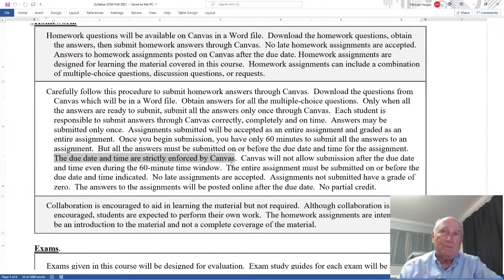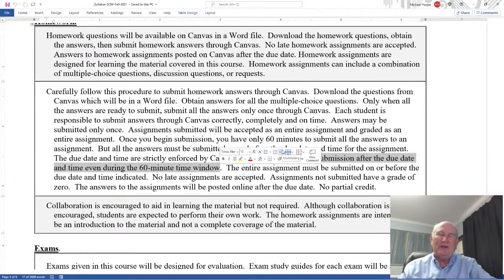And that's why this is important. So be very careful you follow the procedures. Canvas will not allow submission after the due date and time, even during the 60-minute window. So there's a priority. Even though you have 60 minutes left, if you click submit, it submits it. Even though you have 60 minutes left, if it's 11:59 p.m., boom, it's submitted.